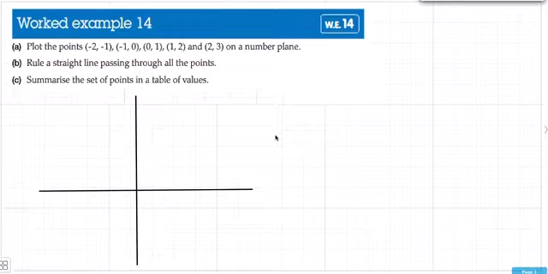Today we're going to look at how we plot coordinates on a set of axes, so on the Cartesian plane, or we also sometimes call this a number plane. And then we're also going to look at summarizing that diagram into a table and then going back the other way. So in this question we've been given a bunch of coordinates.